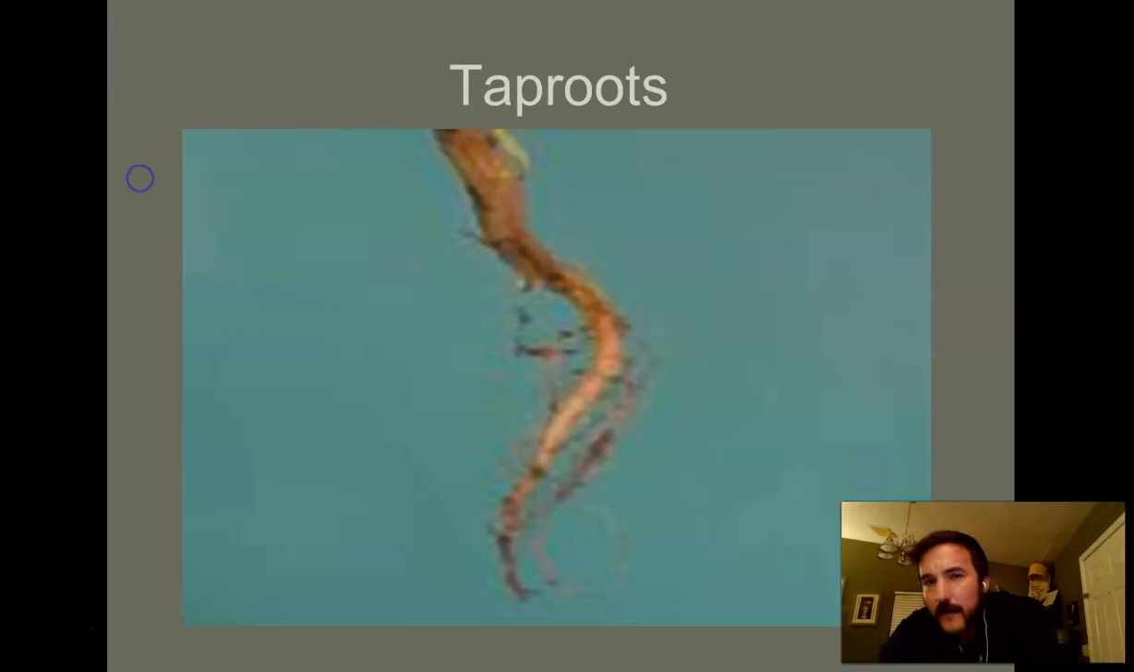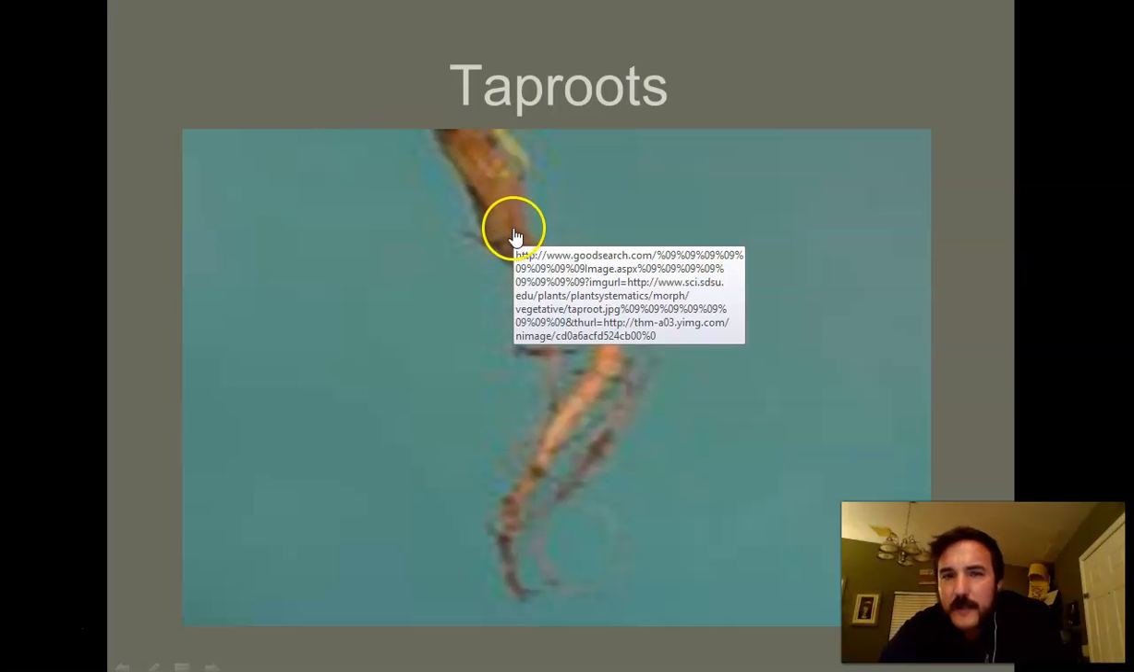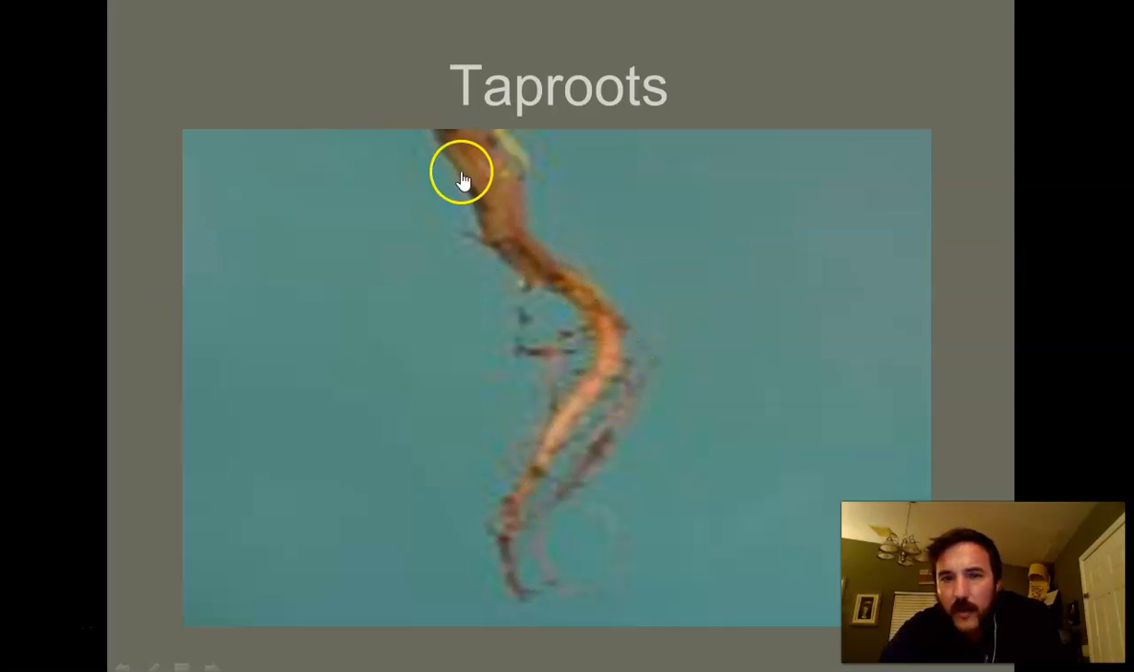Another type of root is called a taproot. What a taproot is just this main root. As you can see, now it has some kind of literally root hairs is what they're called. Some root hairs that help anchor it and suck up more water. But for the most part, it just has this one long root that goes into the ground.